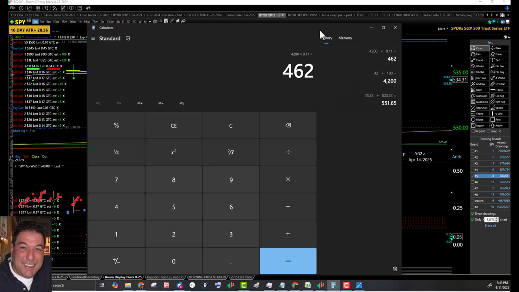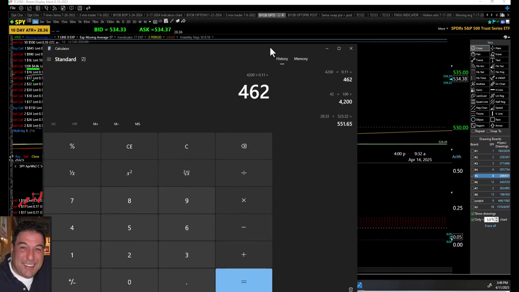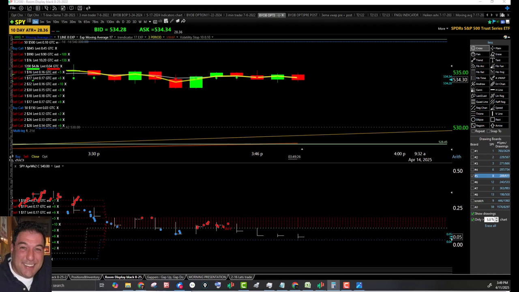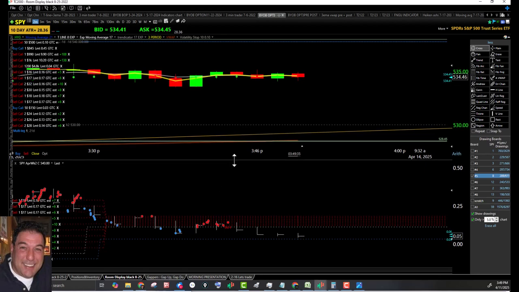That's if it goes to zero. All right, but if I get out before then, I won't lose $462. If I can farm it out for a positive, that would be nice. We'll see what happens.